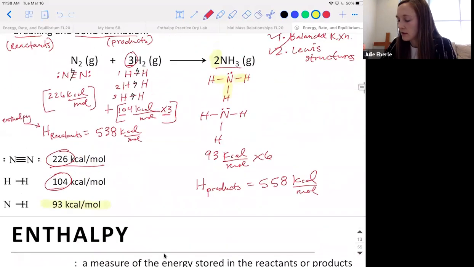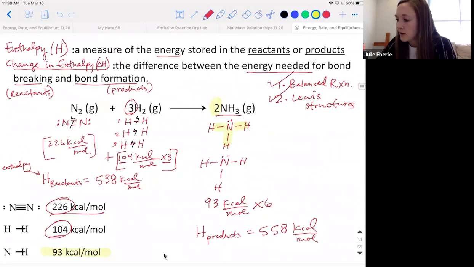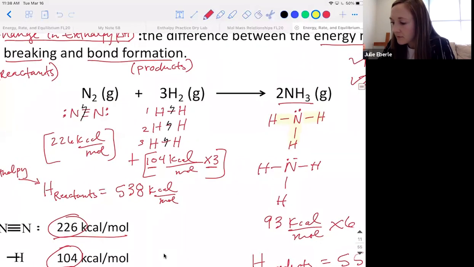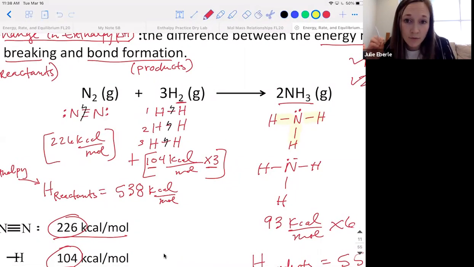One more slide. I'm going to erase a little bit so we can see. Okay, so, this 2 right here does not tell you the number of bonds in the molecule. It tells you the number of atoms. There's 2 hydrogen atoms in the molecule, right? This 3 tells you that you have 3 hydrogen molecules overall.